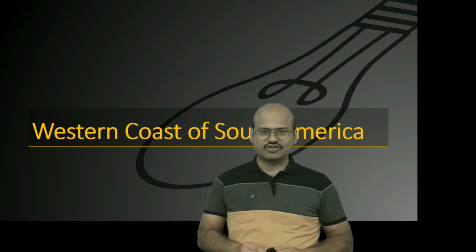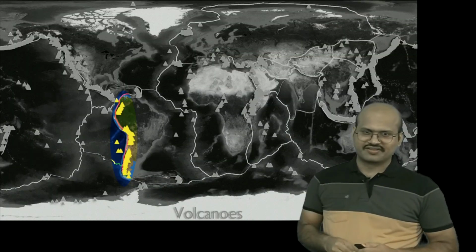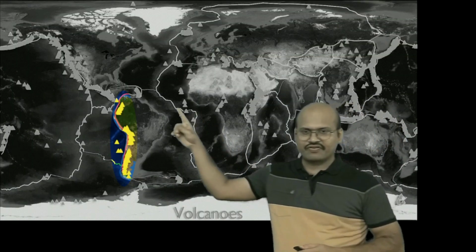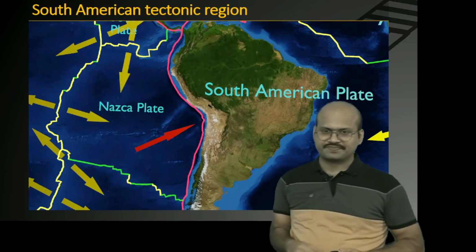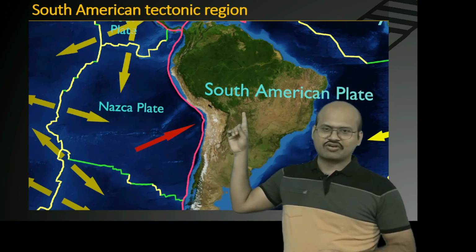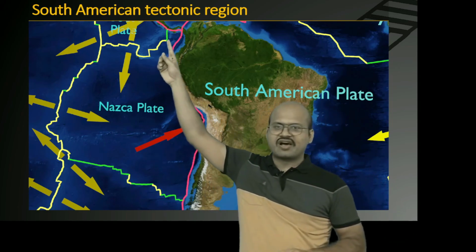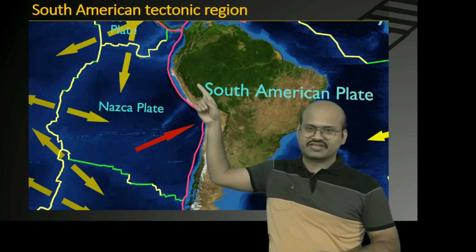Now let's see the western coast of South America. This is a very famous boundary. We see a lot of volcanic activity occurring on the western margin of South America. Here the Nazca plate is moving under the South American plate and it has created a very large trench. Moreover, a subduction zone is created over here.